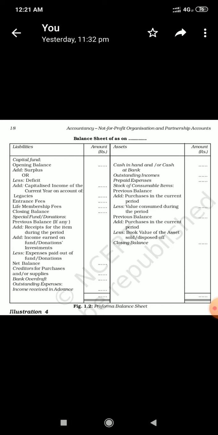Okay, clear? This is the balance sheet which we make in a not-for-profit organization. This is the pro forma of the balance sheet. All these items relate to the not-for-profit organization, and by the closing of that account, we make this balance sheet. Okay, clear? Thank you.